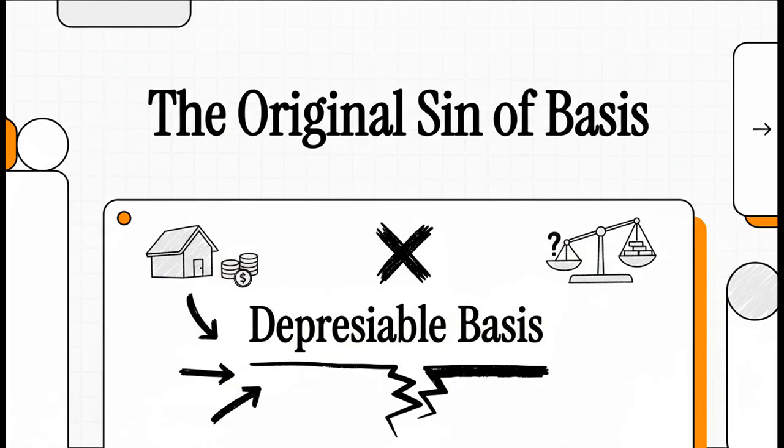If you're a real estate investor, you know that depreciation is one of your most powerful tools. But here's the thing, its entire strength hinges on one single number, your depreciable basis. And if you get that number wrong on day one, you commit what we're calling the original sin of real estate tax. It's a mistake that can quietly and seriously undermine your returns for years and years.